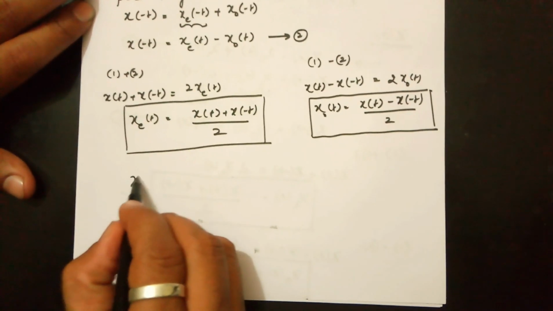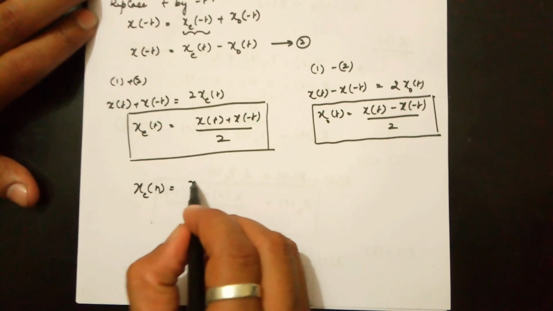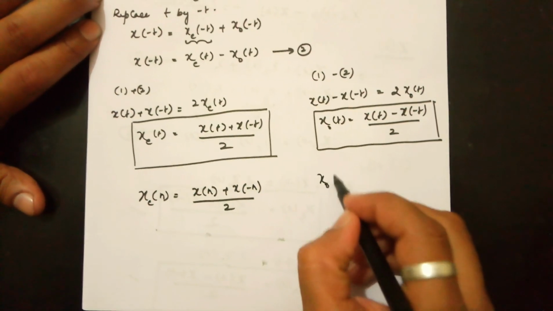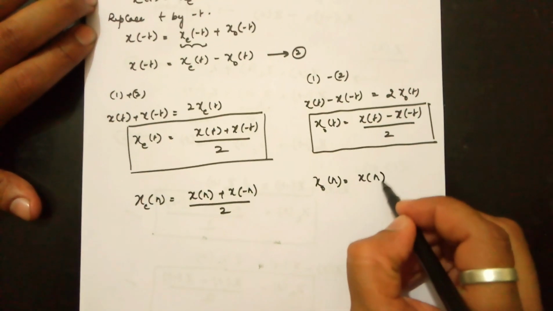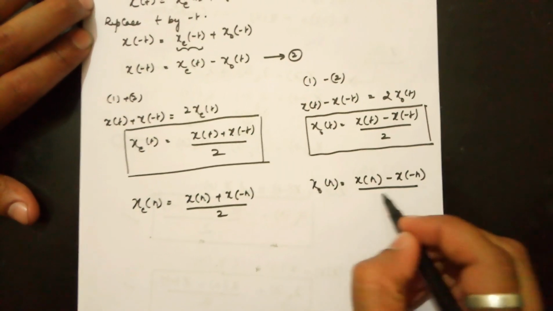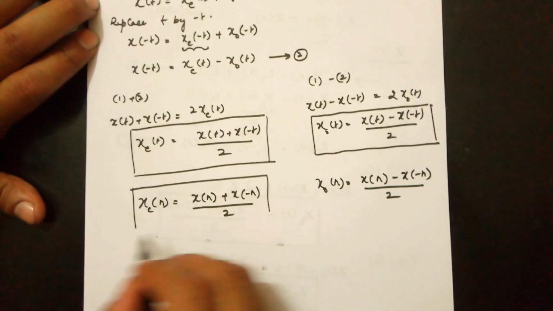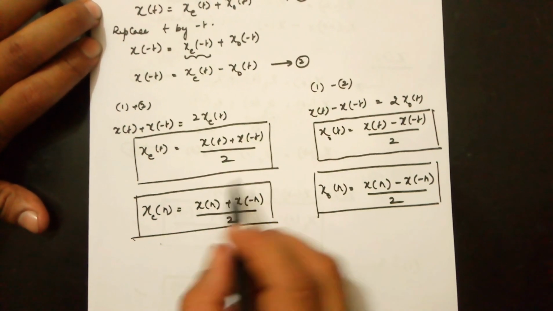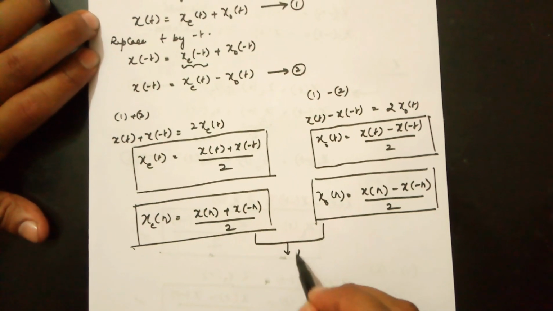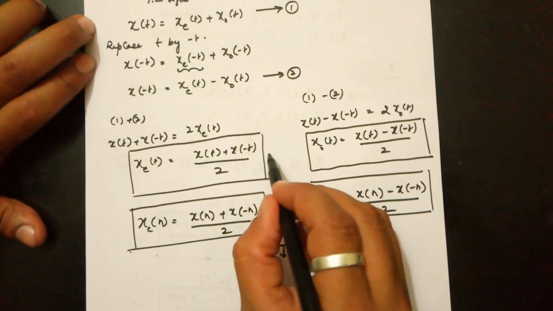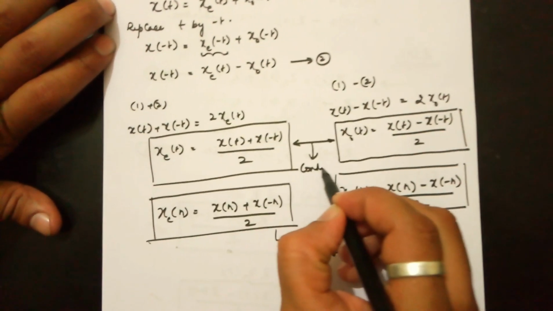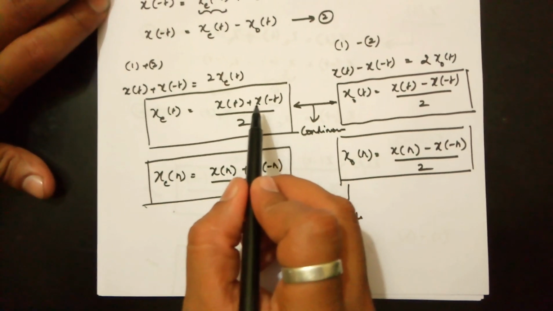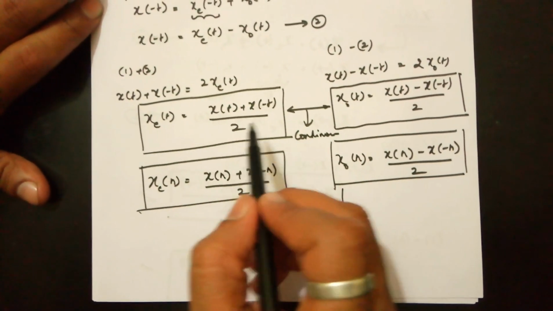So I can directly write xe of n as x of n plus x of minus n by 2, and xo of n is equal to x of n minus x of minus n by 2. So this is an expression for finding the even and odd part of a signal if the signal is discrete. This is for discrete and this one is for continuous time signal.